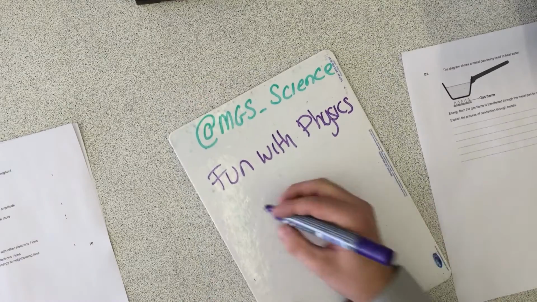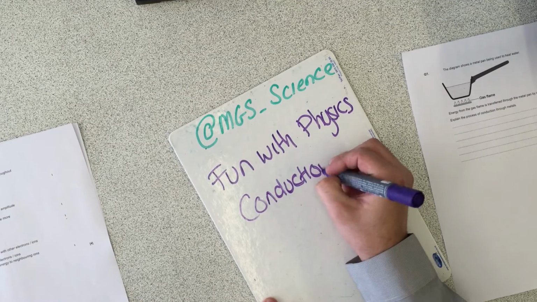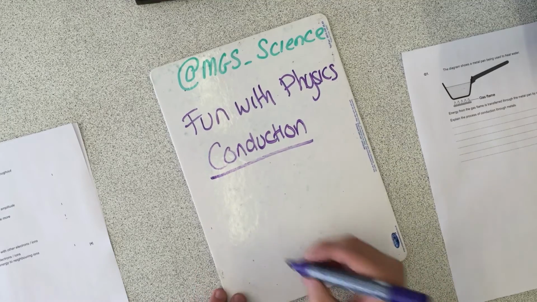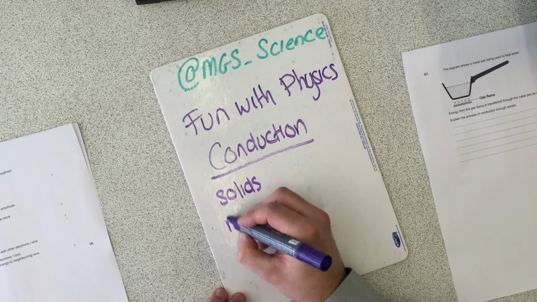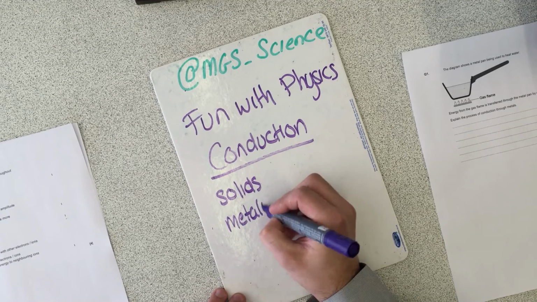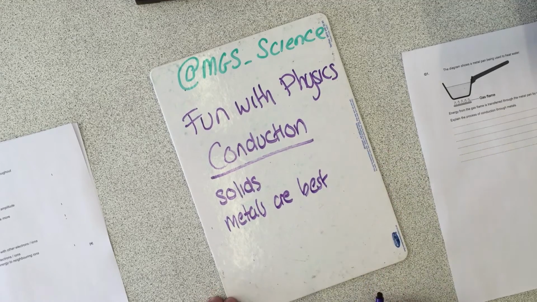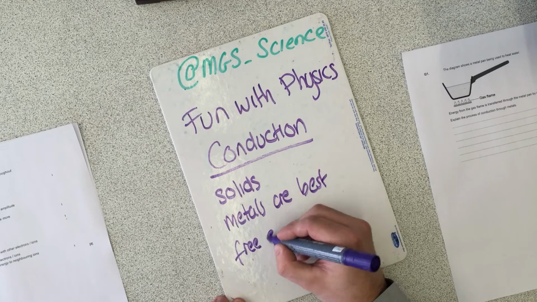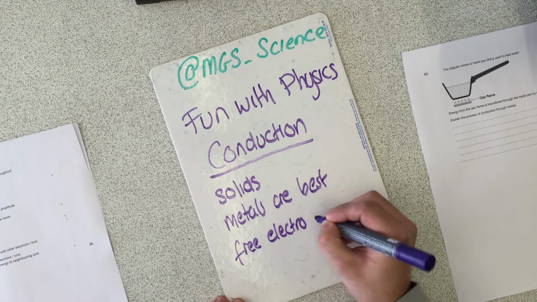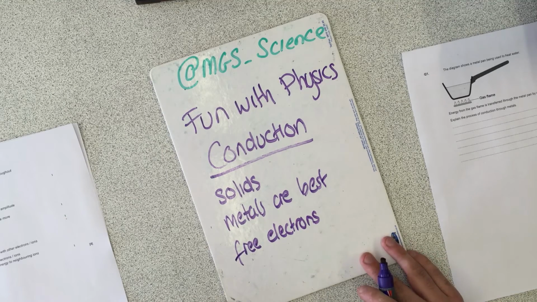Okay, so first of all, what do we know about conduction? Well, conduction only happens in solids. Okay, metals are the best conductors. And why is that? That's because they have free electrons. Okay, which also means that metals are the best conductors of heat and electricity.